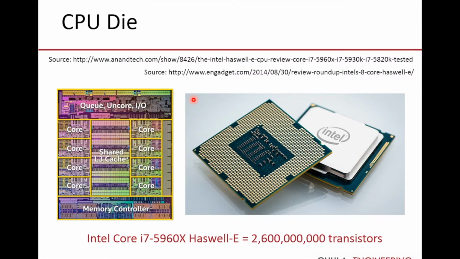Recently, about 2-3 years ago, Intel released the Core i7 as well, which is much more advanced than what they released 40 years ago. The Intel Core i7 Haswell-E packs about 2.6 billion transistors in the CPU die. The more transistors you have in the CPU die, the more advanced and more complex the CPU is.